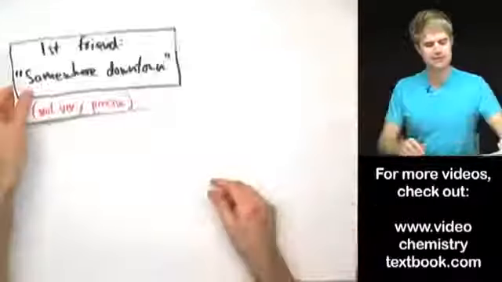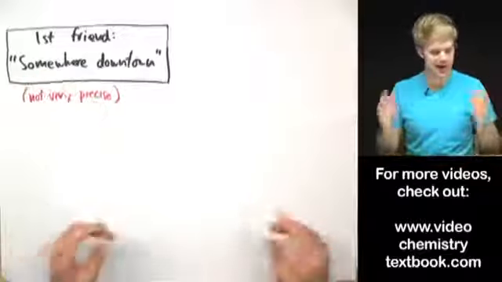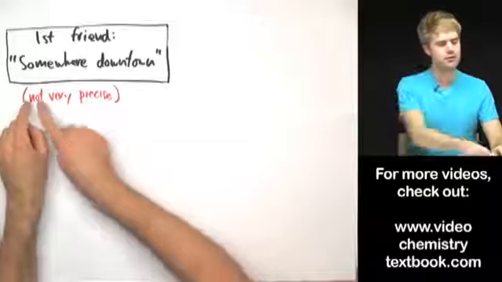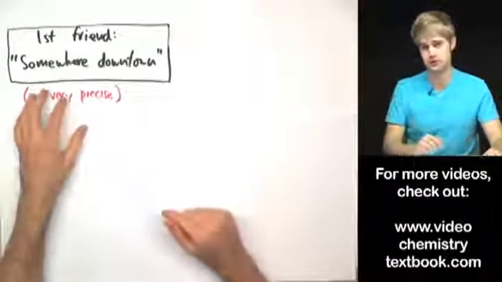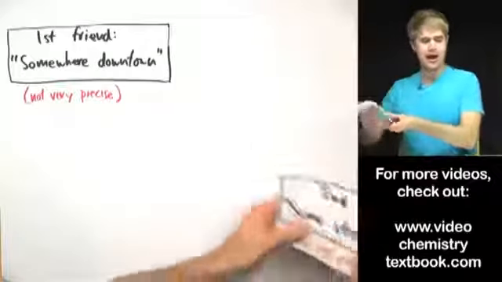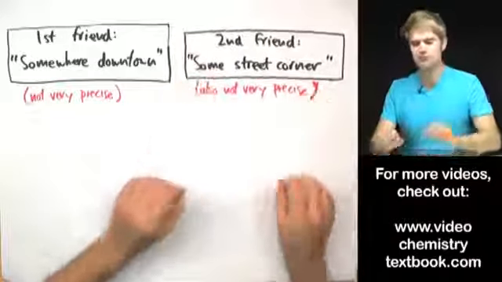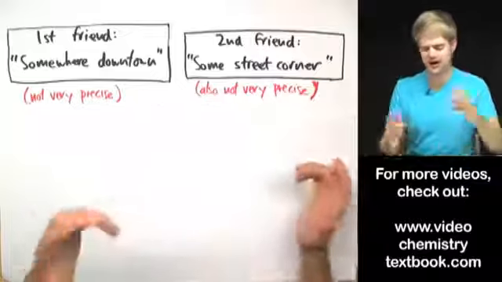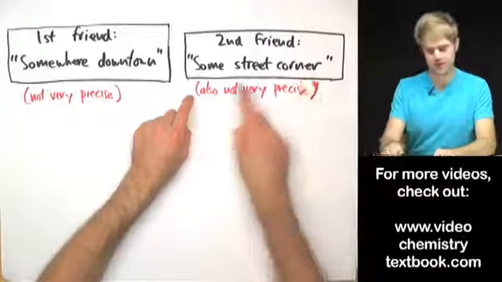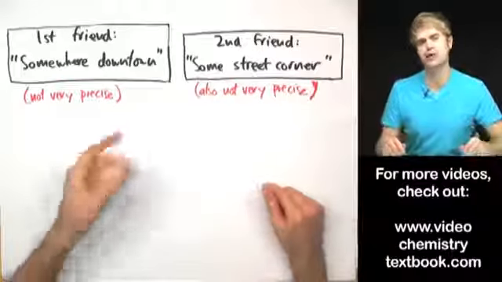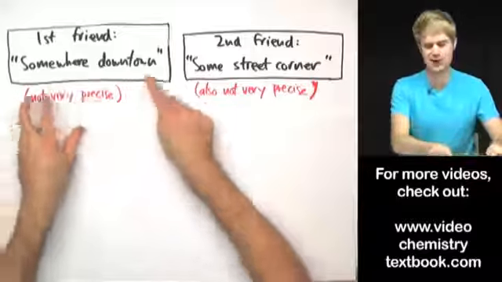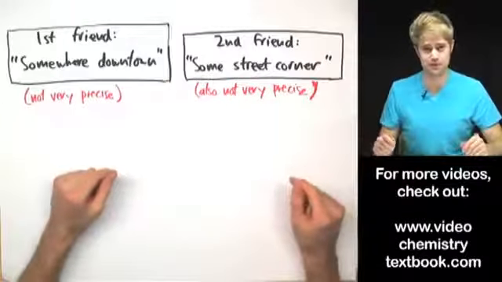Your first friend is not particularly helpful, and they say, oh man, I don't really know where we are. I think we're somewhere downtown. They give you an answer that's not very precise. So your other buddy is hanging out with him, and so you call them. And then the second friend is also pretty unhelpful. And they say, man, I think we're on some street corner. Okay, this is also an answer that's not very precise. So here are the two pieces of information you're starting with. That your friends are somewhere downtown and they're on some street corner.